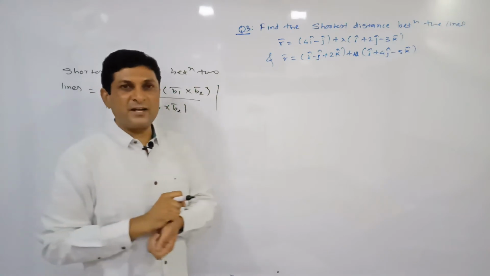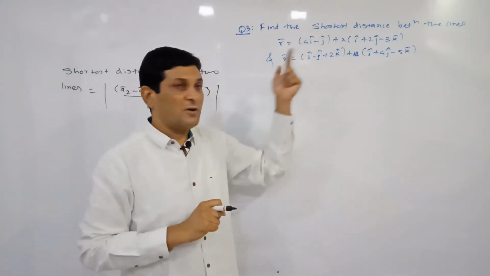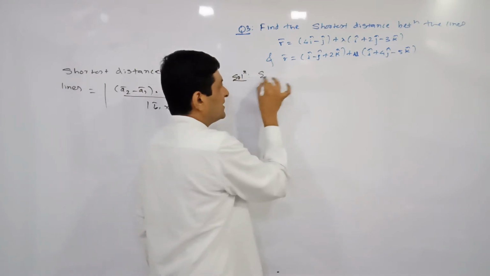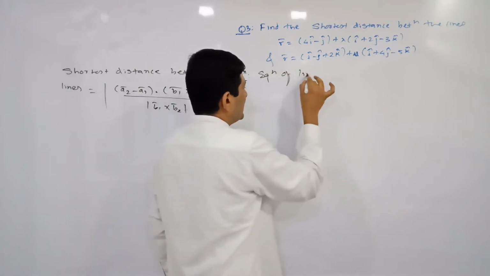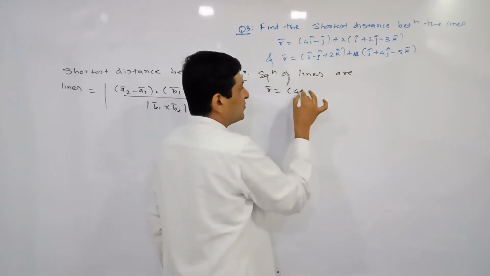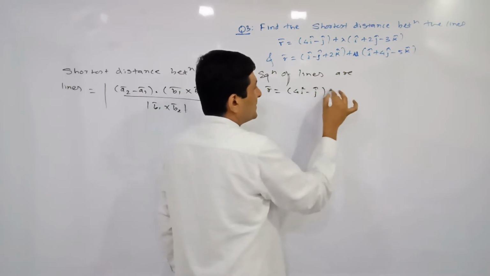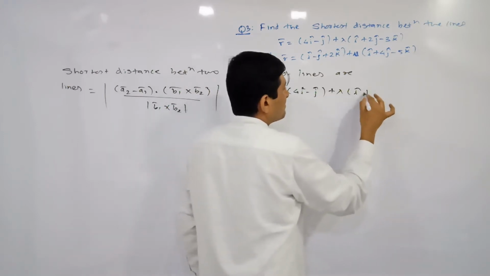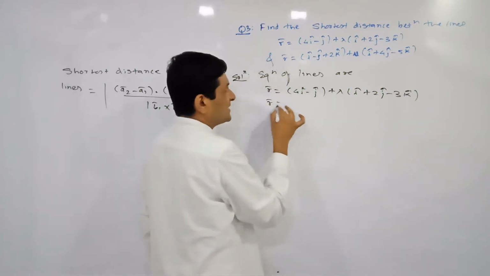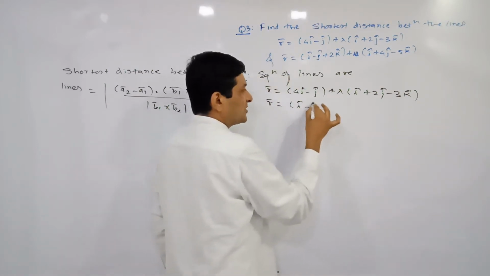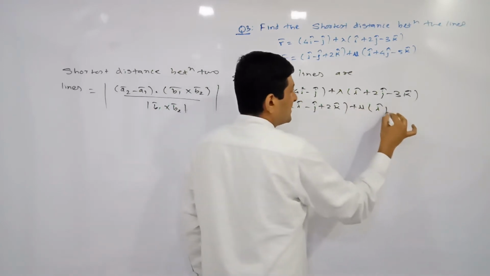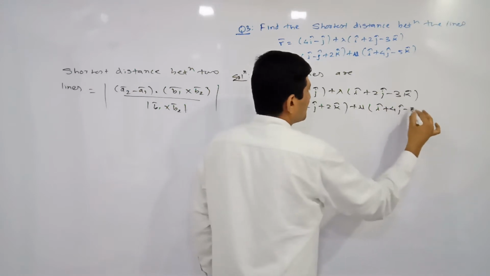First we are trying to find out these values from the equation of two lines. So first consider the equation of lines here. So equation of lines are, what is the equation of first line? R bar is equal to 4i minus j plus lambda into I cap plus 2j cap minus 3k cap, and equation of second line is R bar is equal to I cap minus j cap plus 2k cap plus mu into I cap plus 4j cap minus 5k cap.